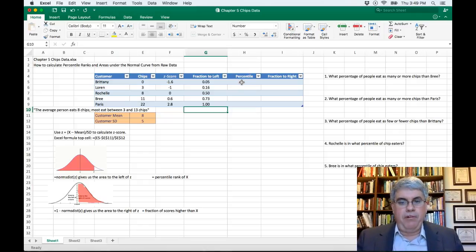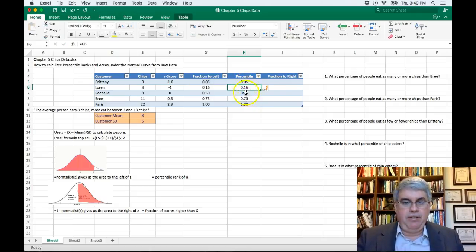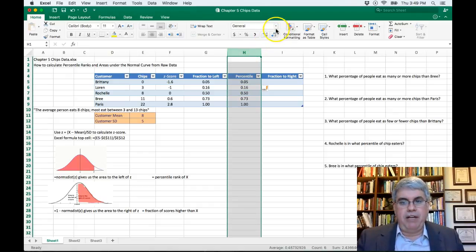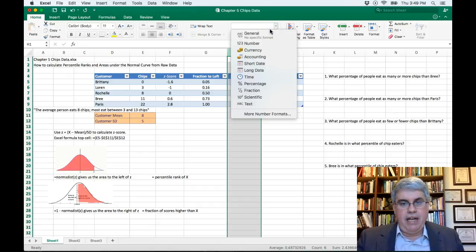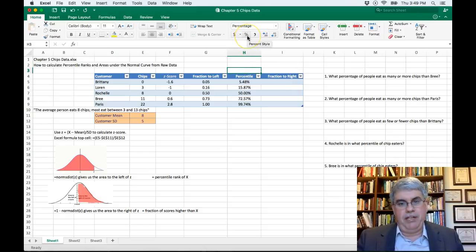To do this, I'm just going to copy the number. So I'm going to do equals G5. That takes the number that's right next to it, and I'll press enter. That copies all those numbers over there. Now I'm going to put them into percentages. So I'm going to highlight the whole column, go back to the number formatting, and choose percentage. And that gives a percentage for each person. Now, I could have just pressed the percentage button too, but I forgot about that. That would have done it. And so now we can see what percentile everybody is in.